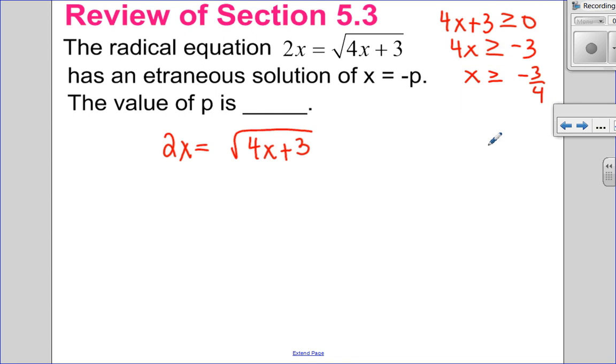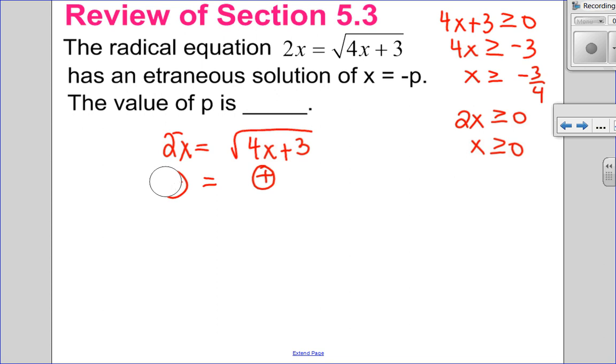My second restriction is on the left-hand side of my equation. So on the right-hand side, I have a positive principal root, and it's equal, so I know whatever the value of 2x is, it has to be positive. That's the only way the equation will balance. So I have another restriction that 2x has to be greater than or equal to 0. So divide both sides by 2, and I have x greater than or equal to 0.